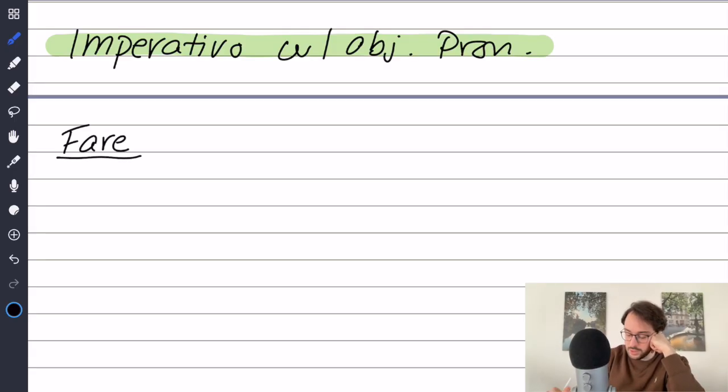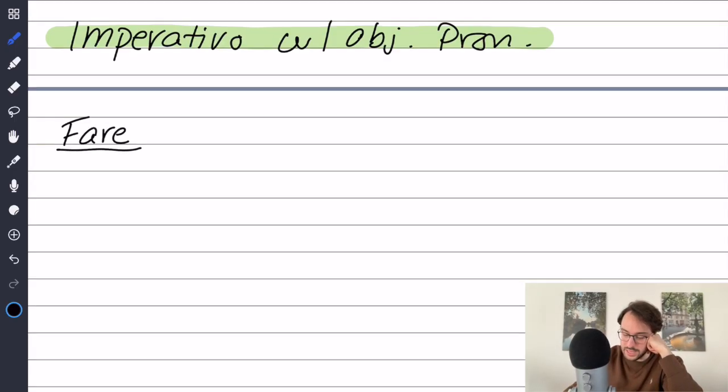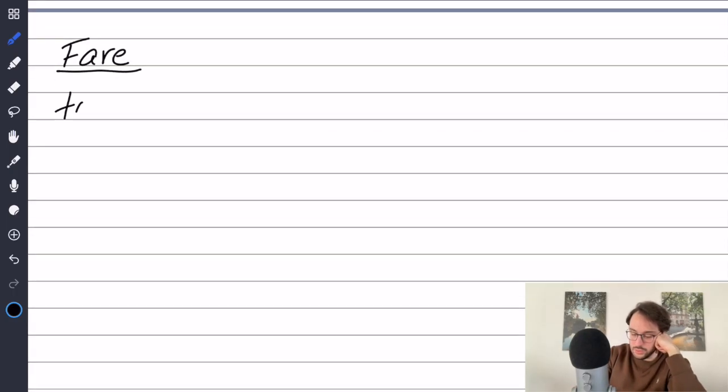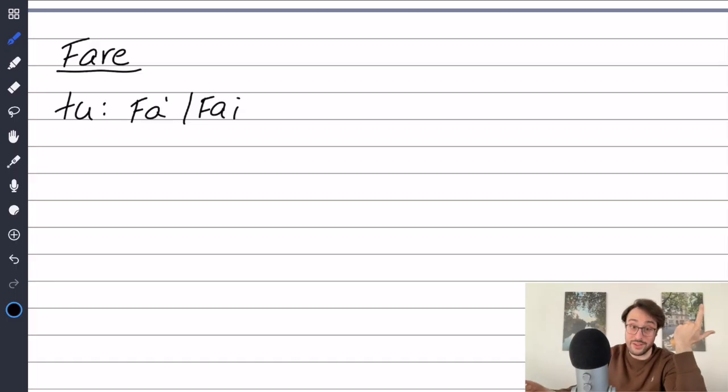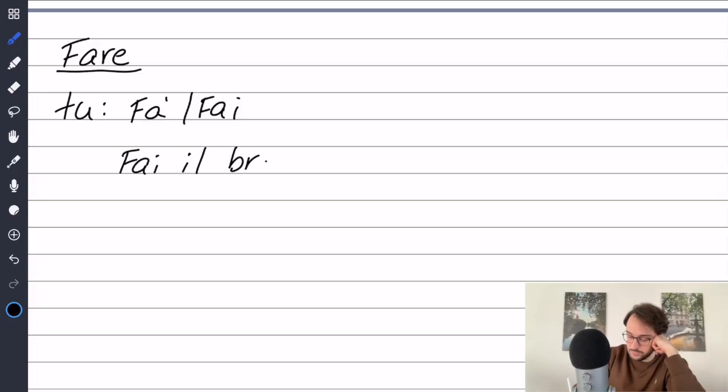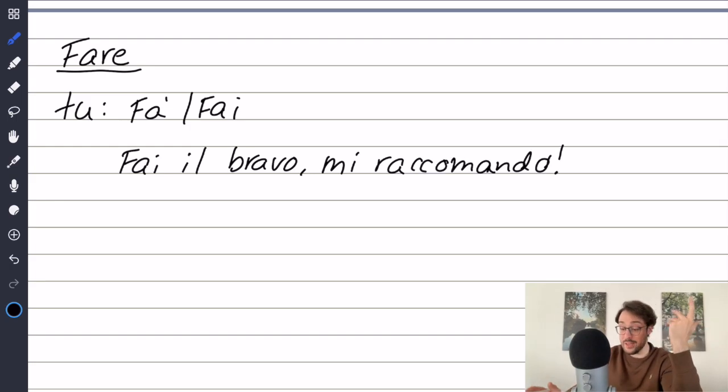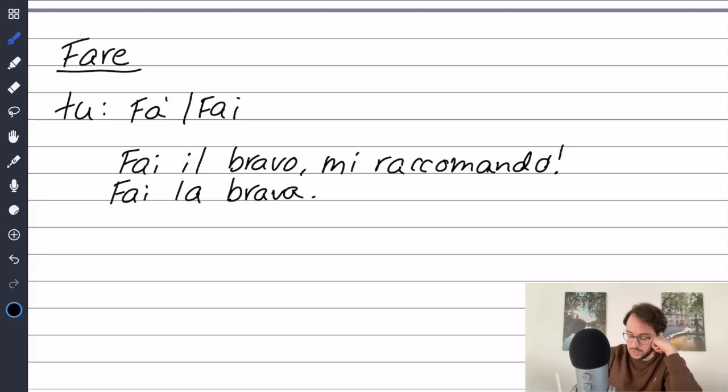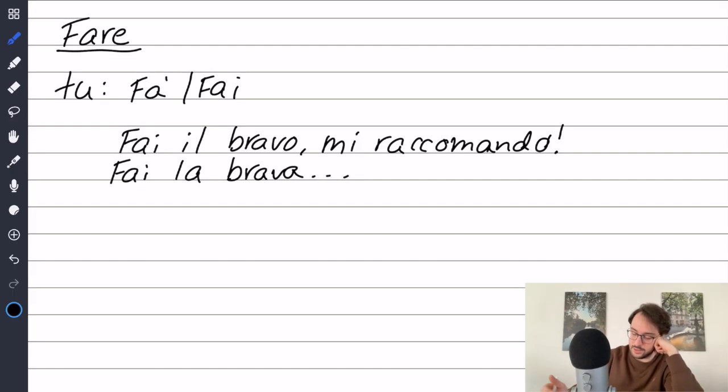Fare is one of our friendly irregular verbs in the imperativo. So the tu form is fa. However, it is acceptable to say fai, right? The classic expression we say in Italian is fai il bravo, mi raccomando, which means like behave, be a good boy, I'm telling you. You can also say fai la brava. Fai la brava. And you can end it the same way. So yeah, fa or fai can work.